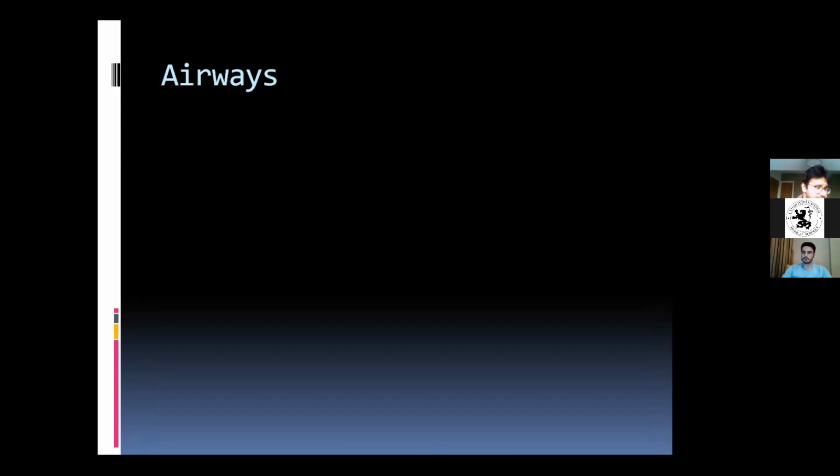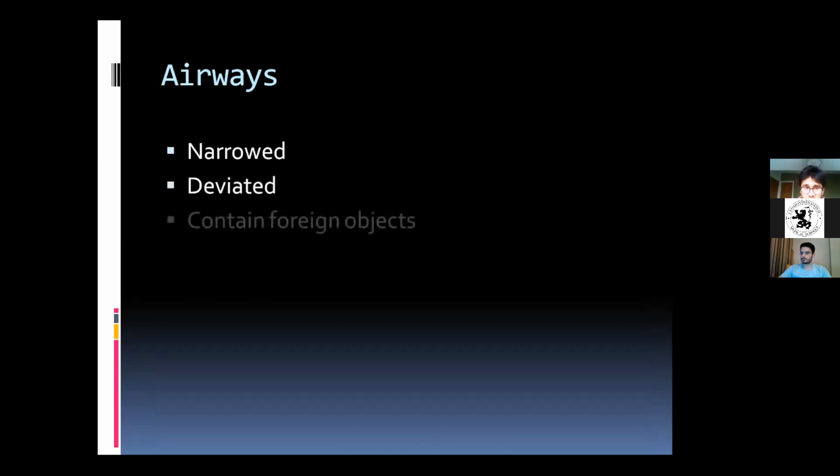Right, with airways. Airways can be three things. They can be narrowed, they can be deviated, or they can contain foreign objects. There's nothing else to look for in the airway apart from these things. If they are dilated, that's actually a good thing. It's not a bad thing.